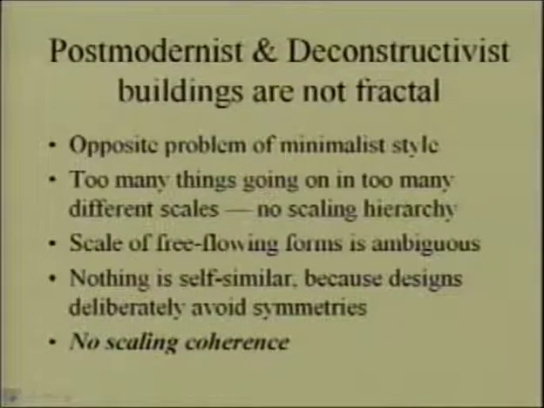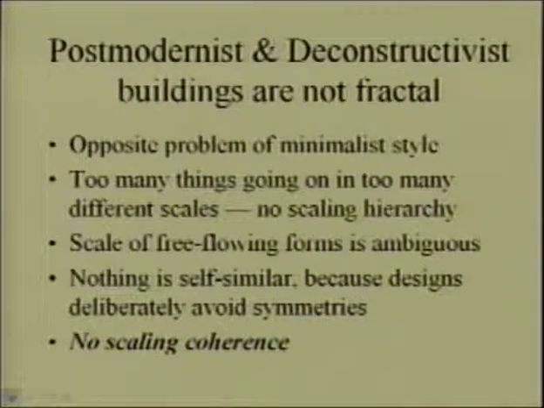The other extreme is postmodernist and deconstructivist buildings. And they're not fractal for the opposite reason, because usually there are too many things going on in too many different scales. There is a hodgepodge of materials cannibalized in postmodernist architecture, cannibalized from historical architecture, but put together with no relationship to each other, so there's no scaling hierarchy. Deconstructive architecture is even worse, because wherever it sees something that's symmetrical that could create scaling coherence, it attacks it and kills it, which is its aim, of course, of the name, deconstruction, which is to deconstruct order structure. Other types of architecture with free-flowing forms, some are successful, some are not.